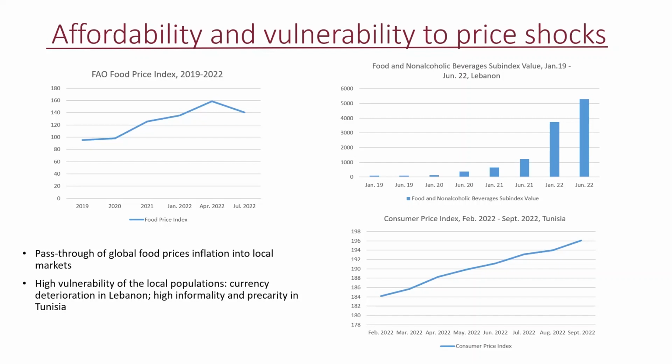And this has translated into food price inflation in Lebanon and Tunisia, because they're highly dependent still on food trade. As you can see, in the graph for Lebanon, inflation has been skyrocketing, specifically for food products, while in Tunisia, inflation has increased by about 30 to 40%, which by Lebanese comparison is not much. The population has been highly vulnerable to these price fluctuations, and the current situation in Lebanon has amplified these price transmission problems, and the high informality and precarity in Tunisia has meant that any price increase would be felt very badly by the population.